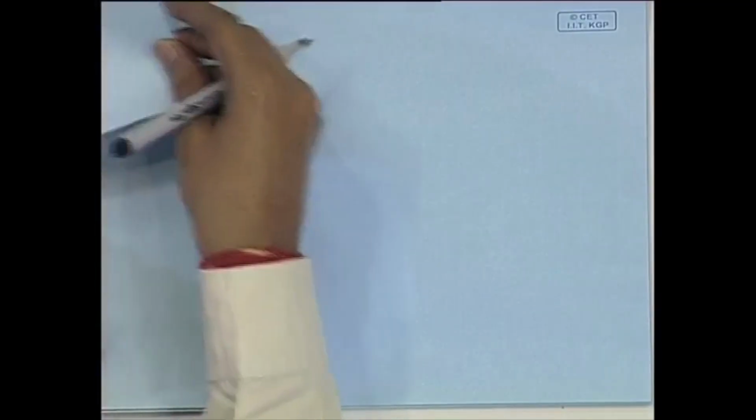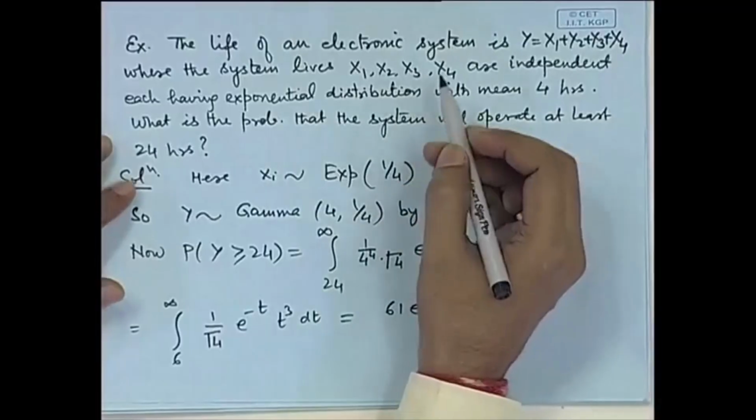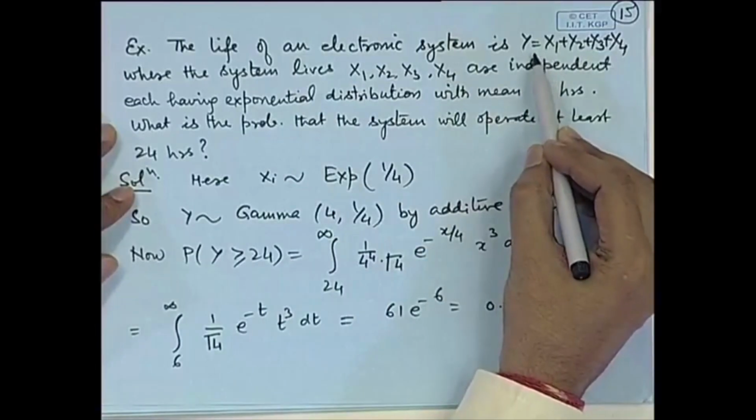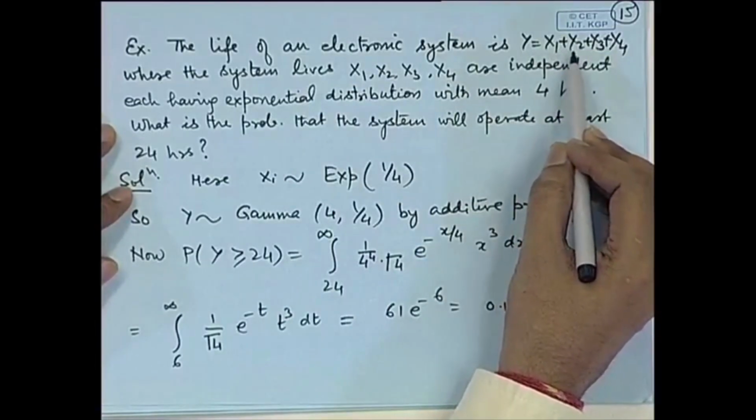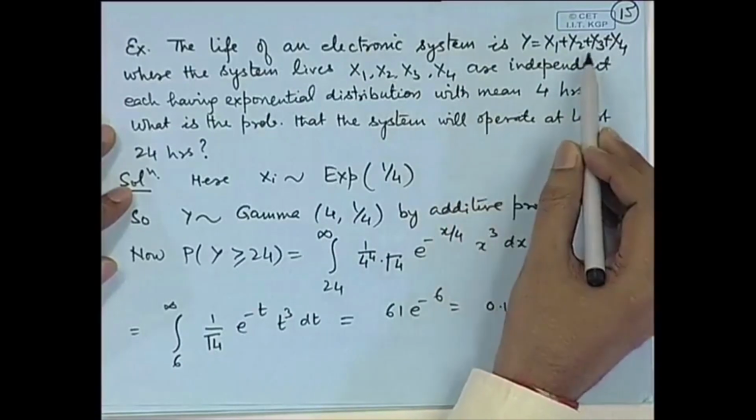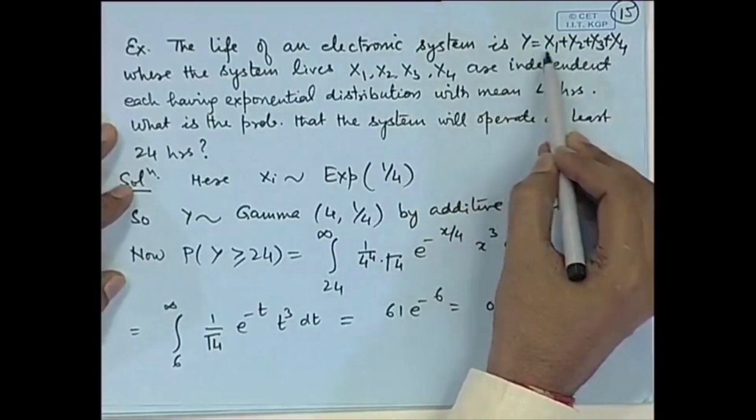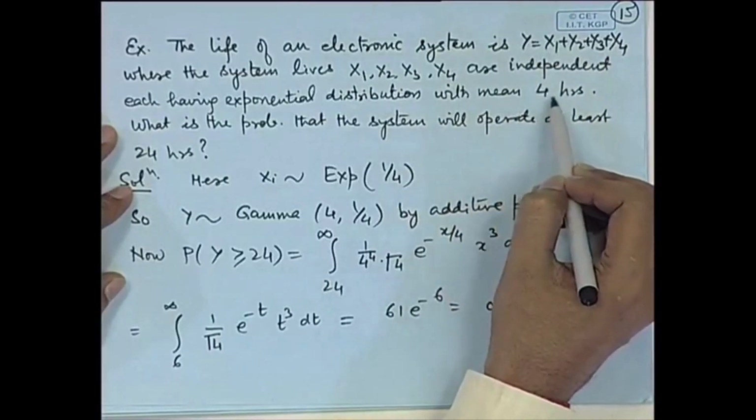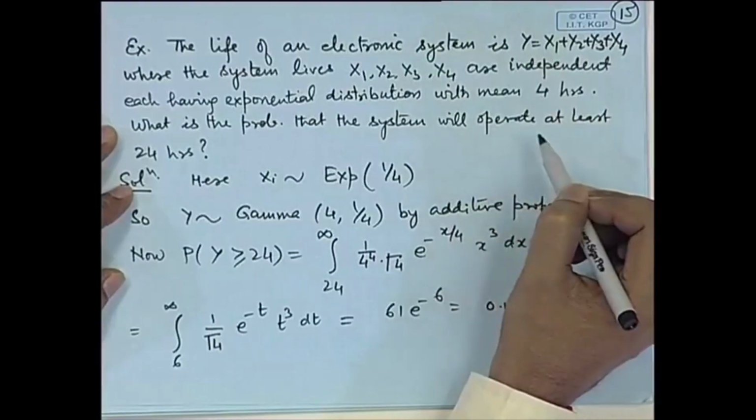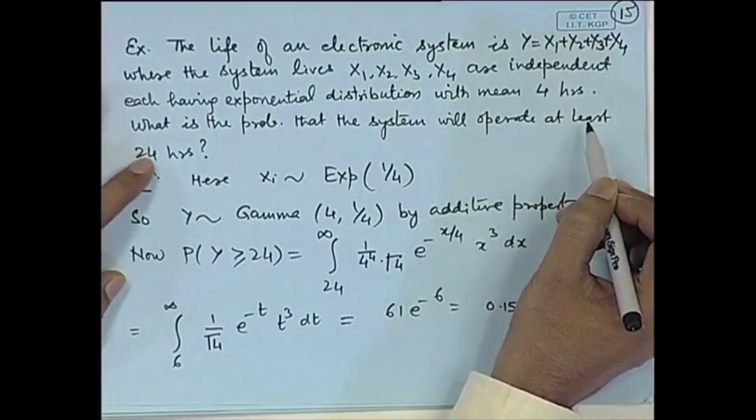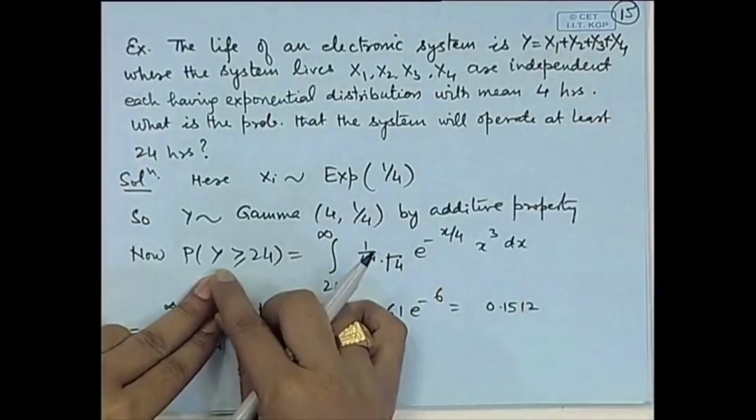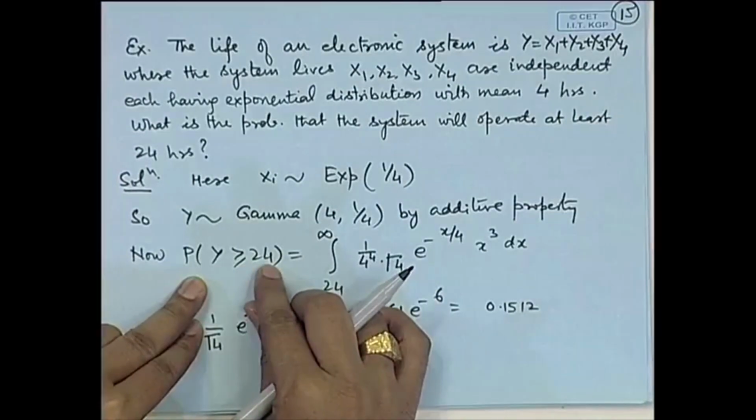We look at some application of the additive properties here. Suppose the life of an electronic system is described as the sum of 4 independent exponential lives. So, y is x 1 plus x 2 plus x 3 plus x 4, and each of the xi's is exponential with mean life 4 hours. What is the probability that the system will operate at least 24 hours? That means, we are interested to find out the probability of y greater than or equal to 24.